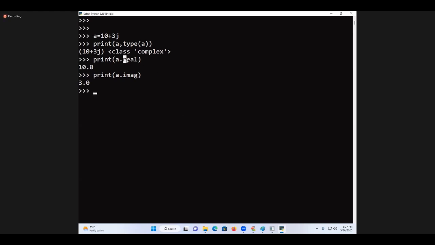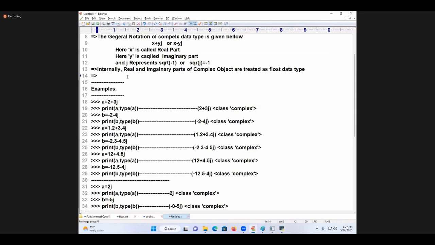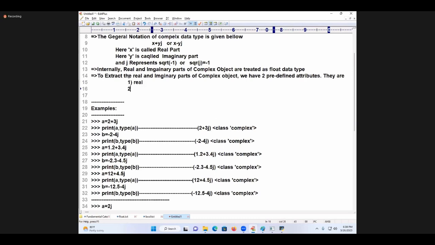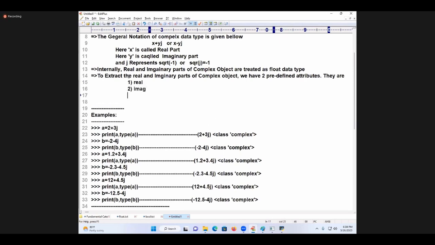So what are real and IMAG, students? Predefined attributes. Now I am writing the most important point. To extract the real and imaginary parts of a complex object, we have two predefined attributes. What is number one? Real. The second one is IMAG.